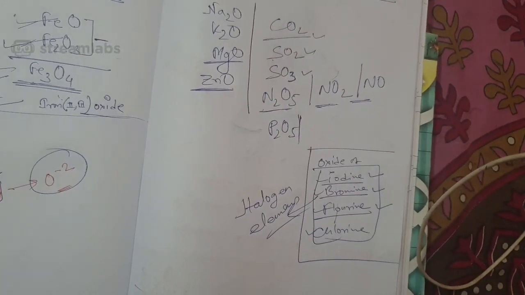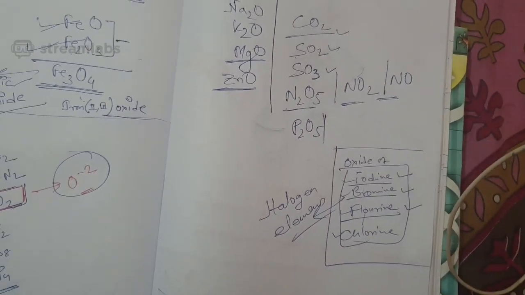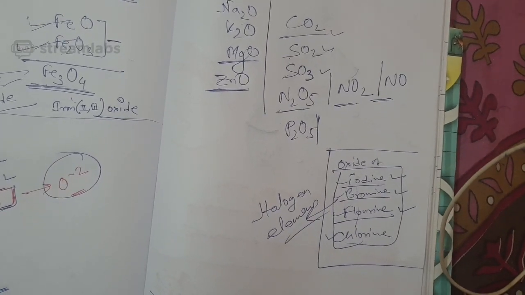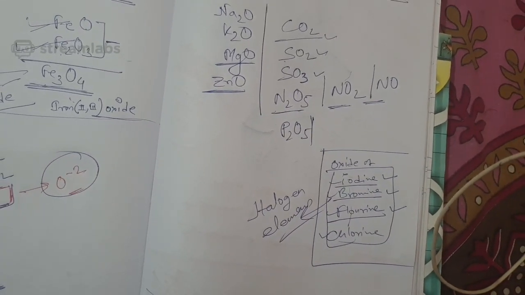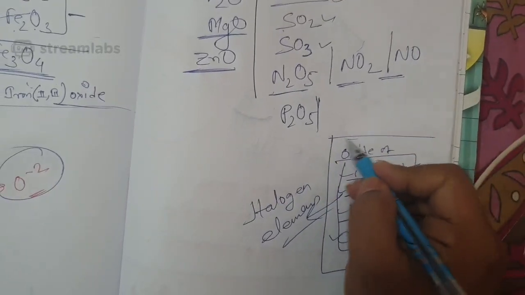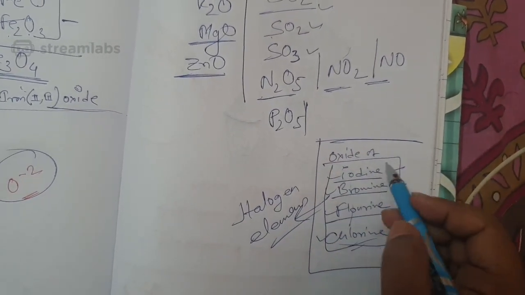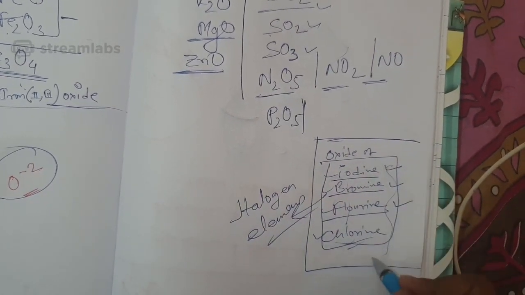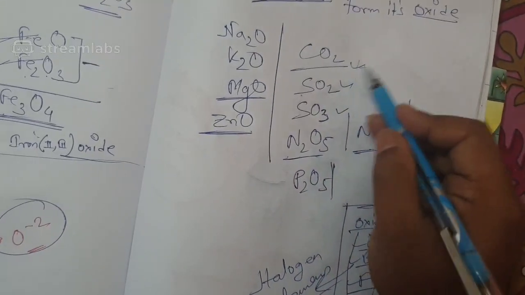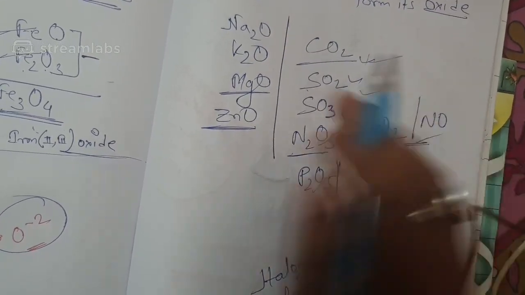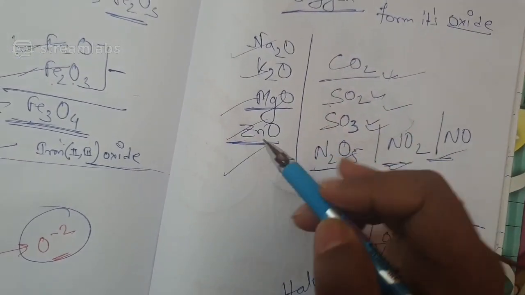However, you will come to understand why they do not combine with oxygen and form their oxides, and rarely they do it. All those things are in higher classes, but I need you to understand that except for these 4 non-metals, the normal non-metals do form their oxides. The metals also do form their oxide.